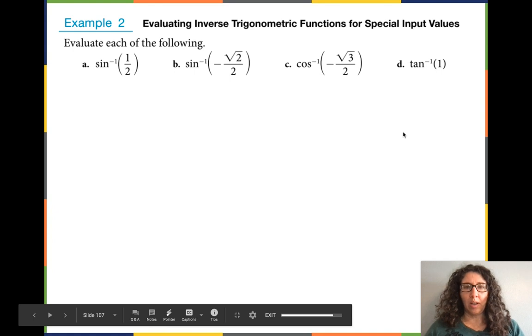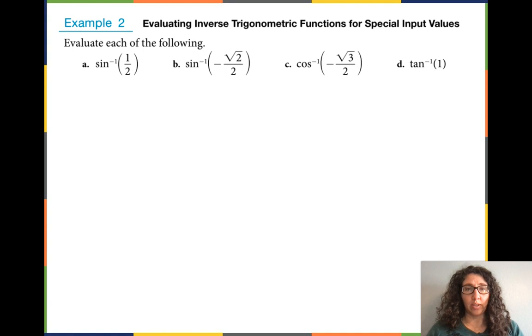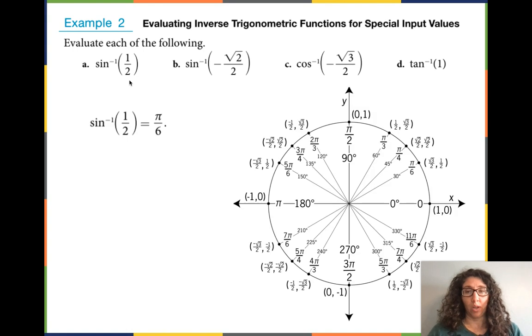Okay, so how do we evaluate inverse trig functions? Sometimes they're going to have special angles, or reference angles. So let's just think about these. Inverse sine of 1/2. Well, inverse sine, remember, we're going to be in quadrants 1 or 4. And we think back to our table, sine of pi/6 is 1/2. So we just say pi/6. That's all there is to it.